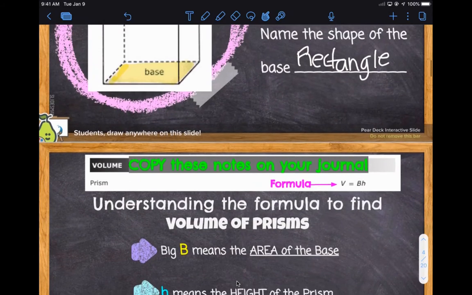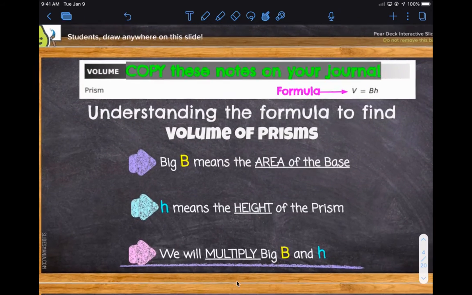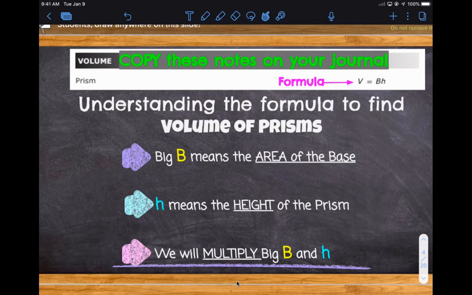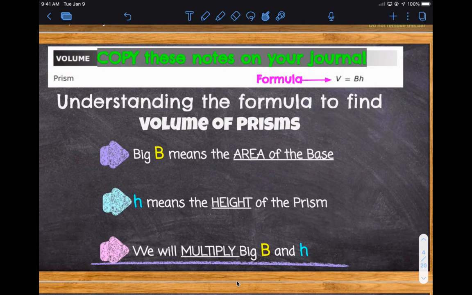You can pause at any time, and I'm asking you to please copy these notes in your journal so you have this information handy whenever you need to find volumes. What is the big B? First, it says the volume of a prism. That's how you see it on your reference materials. The formula is volume equals area of the base times height. That's what the big B stands for.